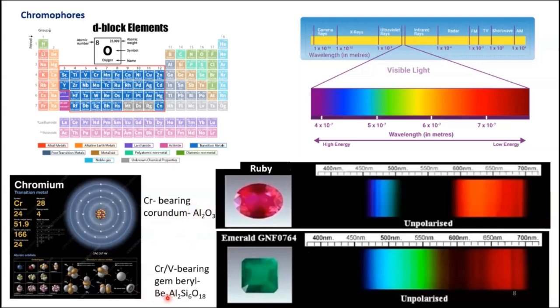Here the surrounding elements are beryllium, aluminium, silica, and oxygen. So the effect of these different elements on chromium in the corundum structure and the emerald structure is different. As a result, the chromium here can absorb different wavelengths compared to ruby. Both minerals contain chromium as an impurity.